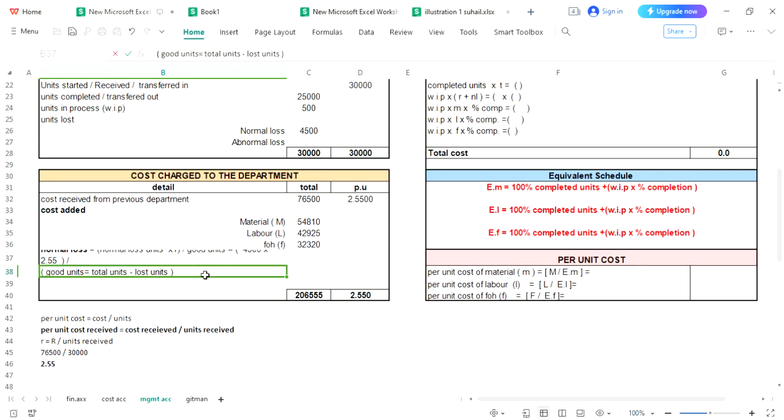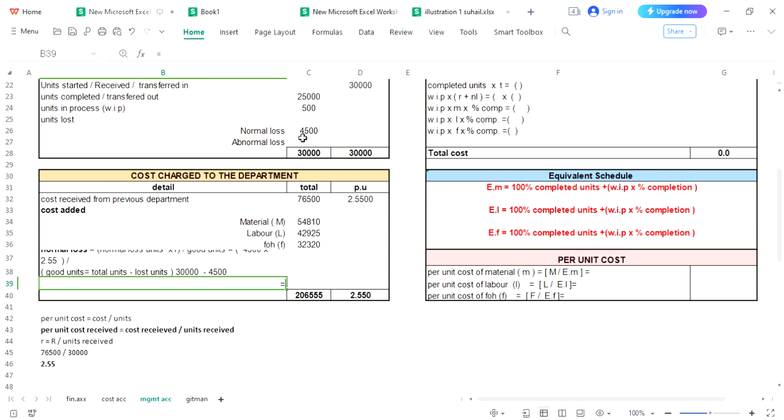Good units. Come downside, and here we have already written the formula for the good units. How would you calculate good units? You take the total units and the units which are lost. If you subtract units lost from the total units, all the remaining units are good units. The formula is already written over here. Total units you have received, look at this, 30,000 units. And what will you do next? You will subtract. You can check the sign here, it is subtract. And what will you subtract? Lost units. Normal loss units in our question are 4,500. So put 4,500 over here to get the good units.